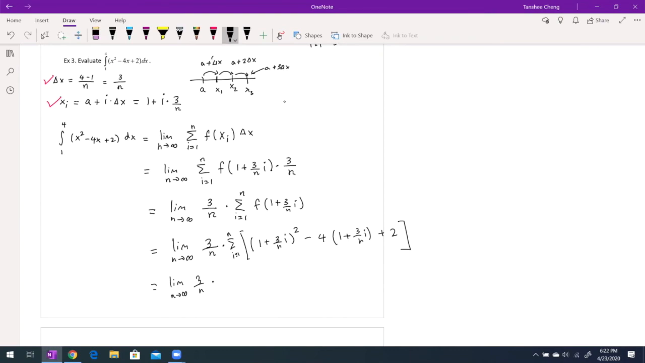So how do we simplify that? First, simplify inside. Summation of i equal to 1 to n of, when I multiply it out, this 1 plus, these two multiply and double it, which is 6 over n i, plus the last square, which is going to be 9 over n squared i squared, minus 4 minus 12 over n i, and plus 2.